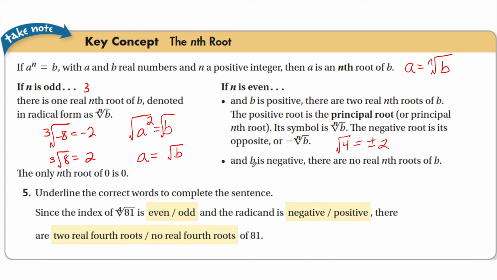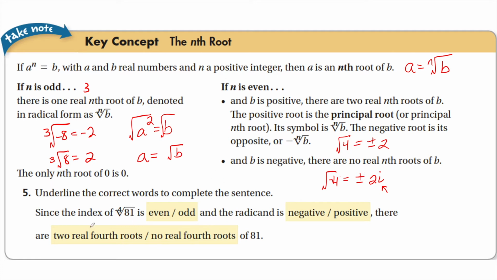However, if the number on the inside is negative, so we have the square root of a negative 4, or a negative b, there's going to be no real solution. And that's where we get our i value. So this would end up being still a plus or minus, so there are going to be two potential solutions still. However, it's going to be plus or minus 2i. That imaginary portion makes it so there are no real nth roots of that b if it's negative and if it's even.